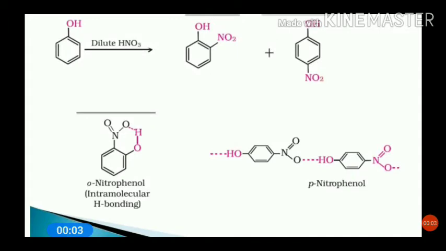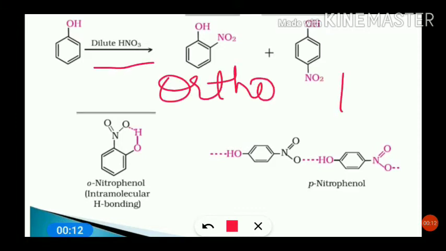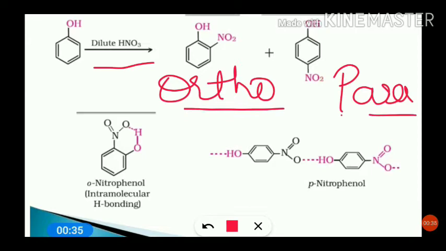Phenol reacts with dilute HNO3 and gives ortho and para products. Here you can see a mixture of ortho and para products is obtained, but they can be separated by steam distillation, because ortho is steam volatile while para is not.